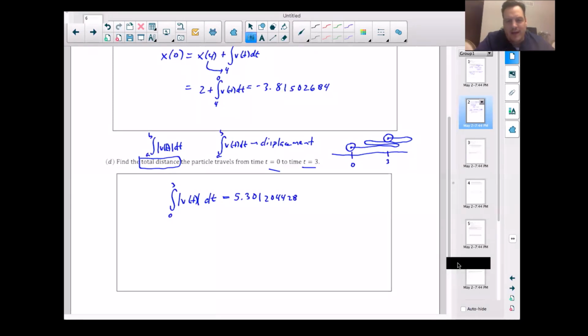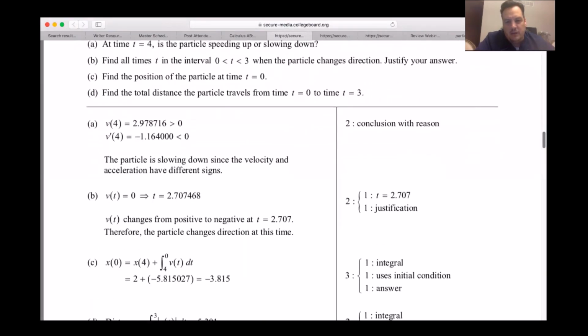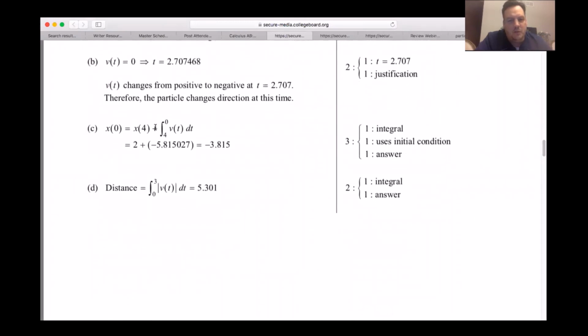So going back to the scoring guide for part C and D, if we scroll down a little bit, notice part C was worth 3 points. 1 point for knowing to integrate the velocity, right? To know that we had to integrate velocity from 4 to 0, that idea was worth a point. And then knowing that to find your position, you have to have a starting position. That's the condition. That's a point. And then your final answer of basically number crunching correctly on the calculator and getting the proper answer was a 3rd point. Those are 3 pretty easy points on the exam. If you know that formula, you're going to get those points every single time.